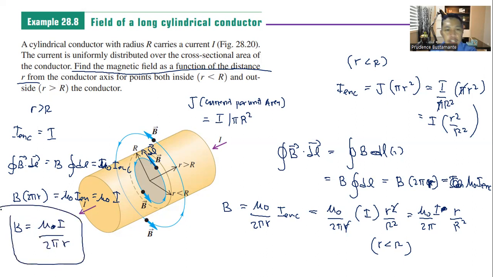Okay. So here we were able to get the magnetic field of a long cylindrical conductor, outside the conductor, which is equal to what we calculated earlier about the magnetic field of a straight current-carrying conductor.